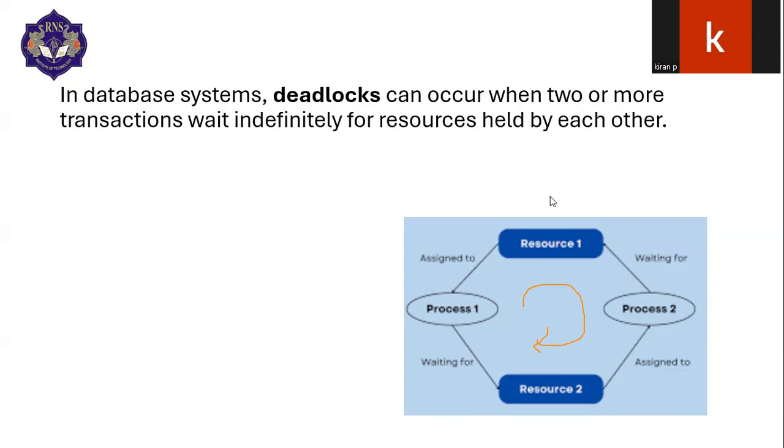As I indicated, it might be only two transactions or multiple transactions also. In simple terms, deadlocks can occur when two or more transactions wait indefinitely for resources held by each other. As indicated earlier, the two-phase locking protocol ensures concurrency control, but the disadvantage is deadlock.